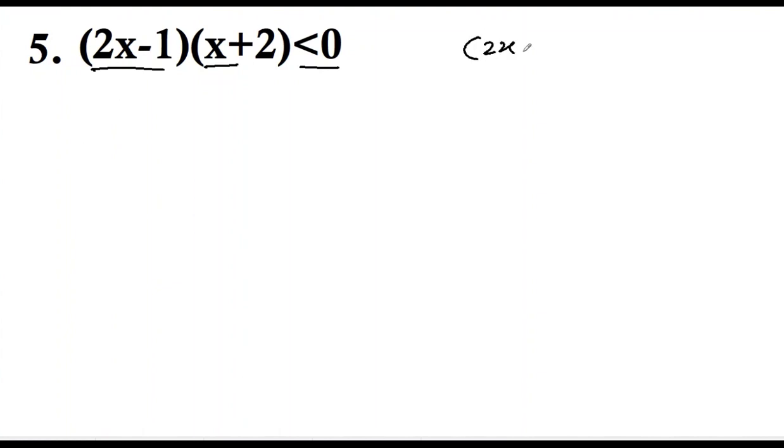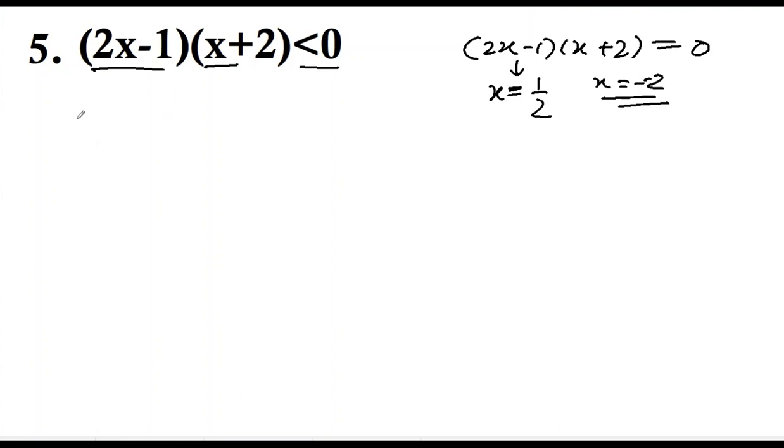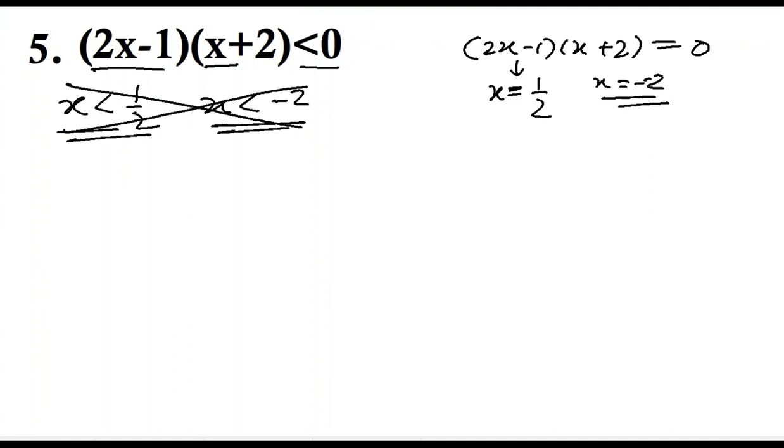So if this was an equation, (2x minus 1)(x plus 2) equal to 0, people would say that okay, this gives us the answer x equal to half and this gives us x equal to minus 2, right? Some of the students replicate that here. So they say x is less than half and x is less than minus 2 and that's it, job is done, you got the answer. No, this is a very big mistake people make.